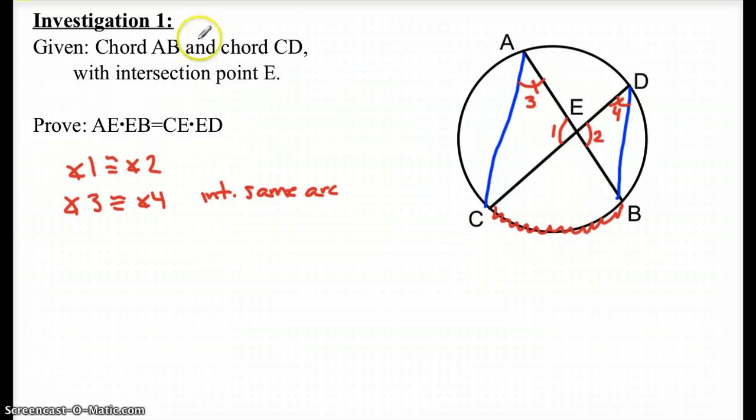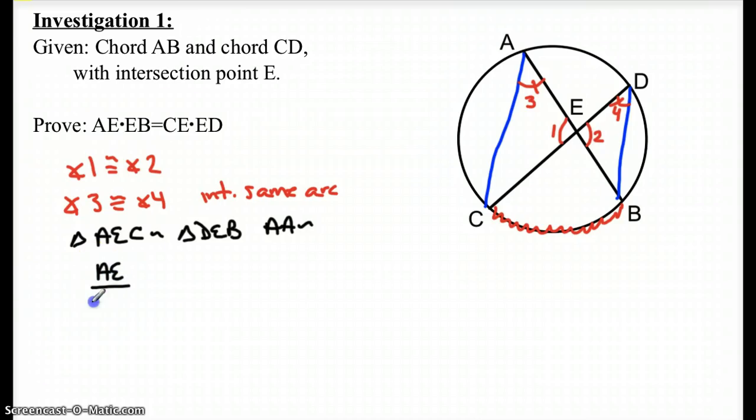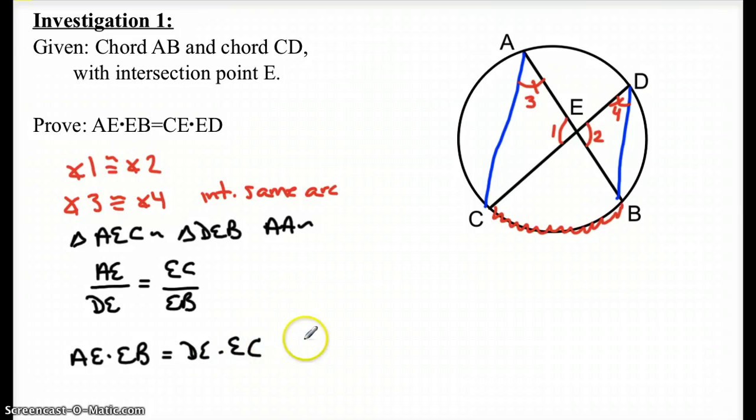This gives me enough information to state that my triangles are similar to each other. So triangle AEC has to be similar to triangle DEB by angle-angle similarity. If the triangles are similar, then corresponding sides have to be proportional. So it must then be true that AE over DE has to equal EC over EB. And once you have a proportionality, then you can use cross products and say that AE times EB has to equal DE times EC, which is exactly what we were trying to show.